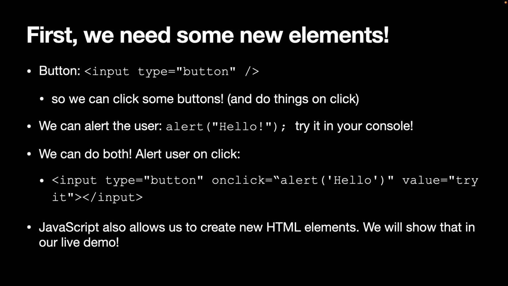We can make buttons, and we can make buttons do things on click. We're going to try that out in our live demo. The whole idea is alerting with it. We can make a button and have the button alert something when clicked. That's interactivity. You can show the user a success message, an error message, things like that. Another interesting thing about JavaScript is that we can modify HTML using code. So we can write JavaScript that will modify HTML.